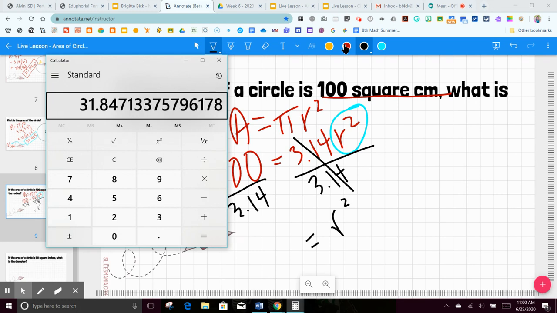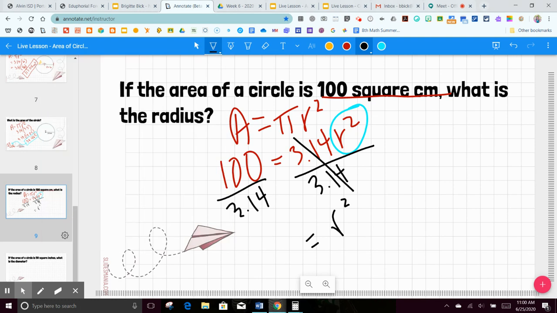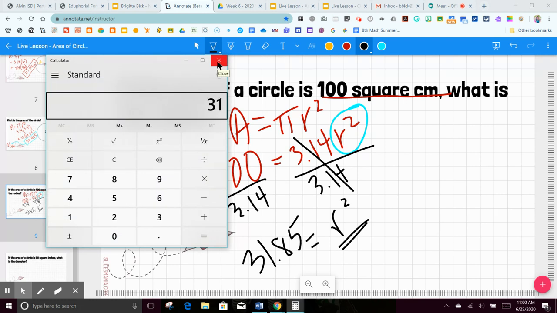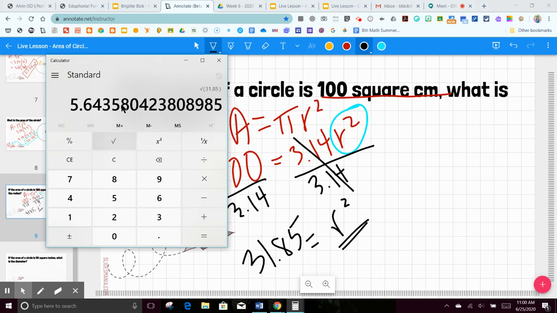And it gives me 31.85. We'll just use 31.85. But that's equal to r squared. So we need to know what number times itself gives us 31.85. And you'll notice that most calculators have this square root button, and it gives me the square root of 31.85, which is 5.64.